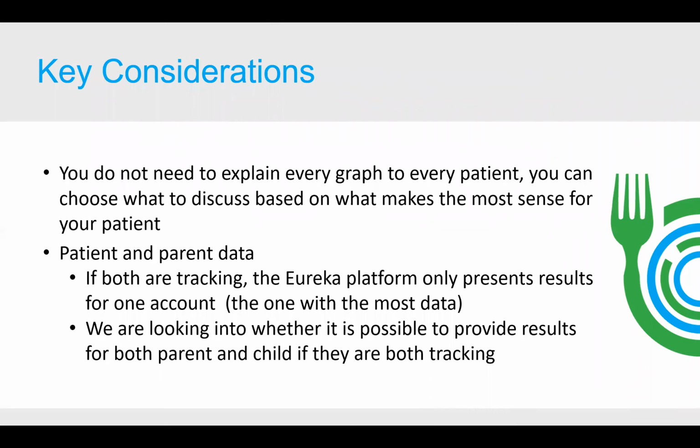At this point, we aren't able to provide results for both the parent and the child if they're both tracking, but we still continue to explore whether this is in fact a possibility, and we'll let you know if at some point we're able to provide results for both tracking participants. However, at this point, the results that you'll have come from the participant who has tracked the most and has the most complete results.